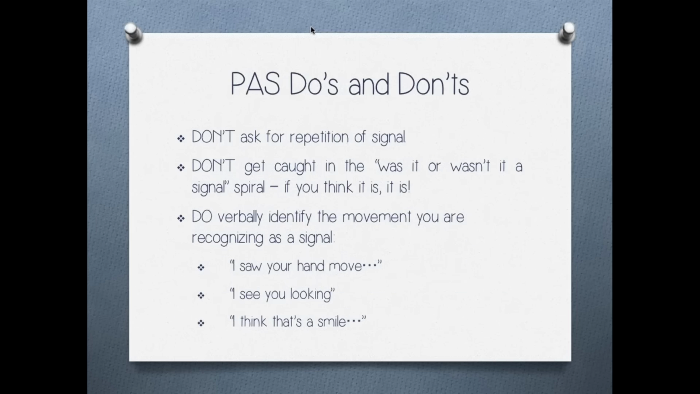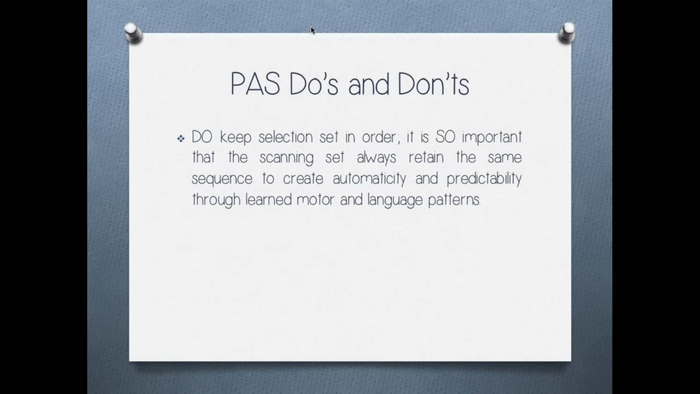Don't ask for repetition. Can you show me that again? Don't do that. Just take what you take. If it's clear enough for you to recognize it, take it, and over time you're going to get clearer signals. But asking for someone to, quote, communicate on command, it really doesn't get us to where we want to go. And then again, there's my verbal identification. Oh, I saw you do this, I saw you do that.